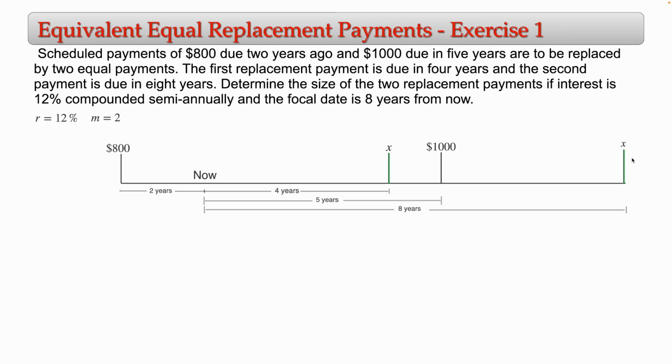And the question is to determine these 2 payments using a focal date. What is this focal date? This focal date will be a date in which I'm going to compute the value of all the amounts that appear in the problem.